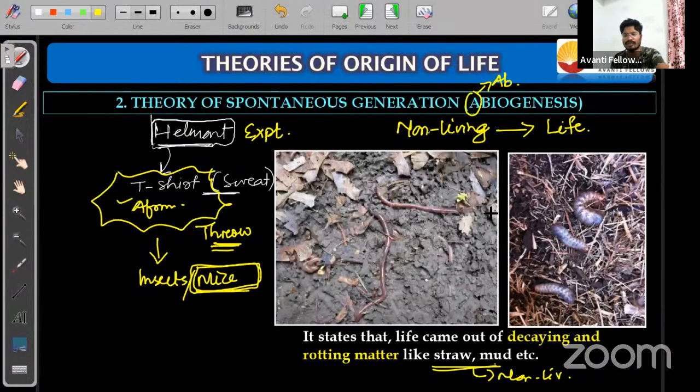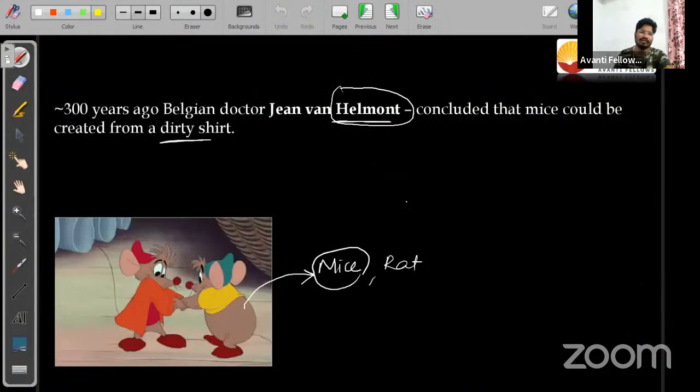Okay, so by looking into all these things, they concluded this particular theory and it was given by von Helmont. Okay, ये देखो मैंने जो बोला von Helmont के बारे में, Jean von Helmont, he concluded that mice could have been created from a dirty shirt. So dirty shirt से, उसका जो dirty shirt था वहां से rat और mice create हुआ है. He threw his dirty shirt in one corner of his laboratory, and one day he observed that some rat or mice were moving in that particular shirt. From there he concluded that in that shirt my sweat was there, and from that dirty or sweat shirt the mice have been originated, and he concluded that non-living से living बने हैं.